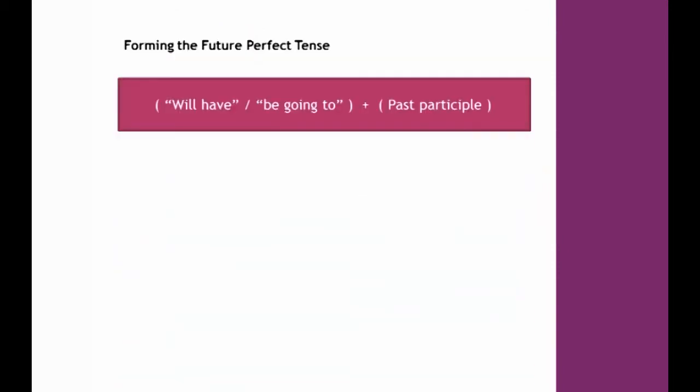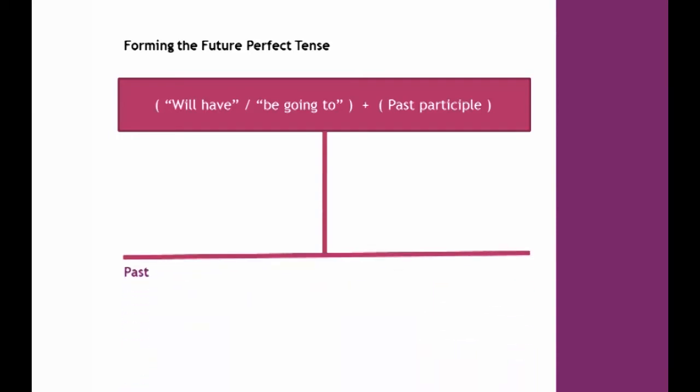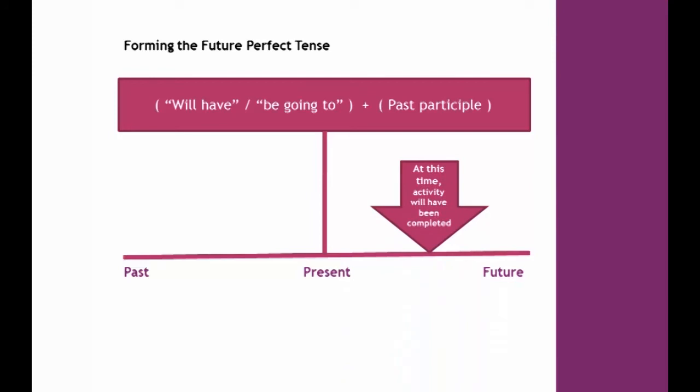Forming the future perfect tense. Okay. We'll have the phrase, will have, or be going to, plus the past participle of the verb. Okay, we'll look at this timeline. Past, present, and future. At this time, activity will have been completed. So, from past and then going to the future, or will be completed in the future. So that is future perfect tense.